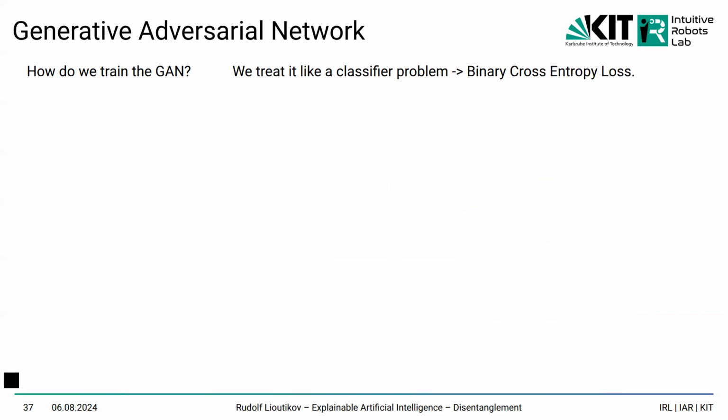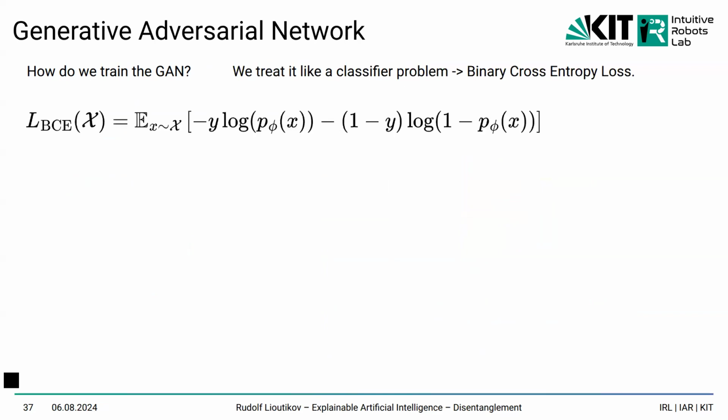So how do we train it? We just treat it as a normal classifier problem. So if you look at our binary cross entropy loss, we will not derive this loss in the lecture, but it's fairly straightforward and nice for self-practice. We basically have the probability that it is part of the sample and the probability that it is not part of the sample.